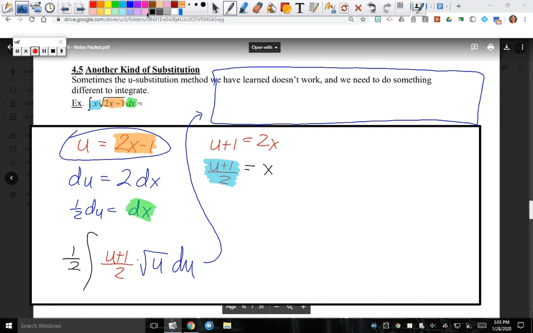Help me write it out. 1/4. Now look, u plus 1 is going to be left to multiply with the square root of u. This is why algebra 2 is so important. Distribute that. What would I get? u to the 3/2. That's an easy reverse power rule. Plus u to the 1/2. Easy reverse power rule.